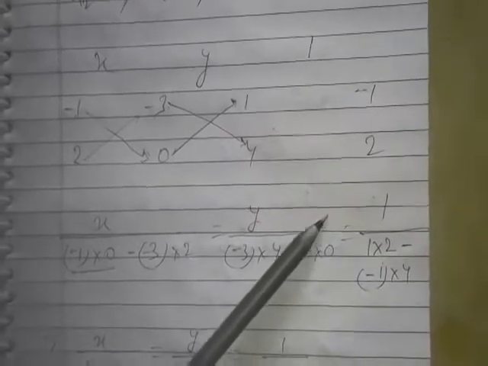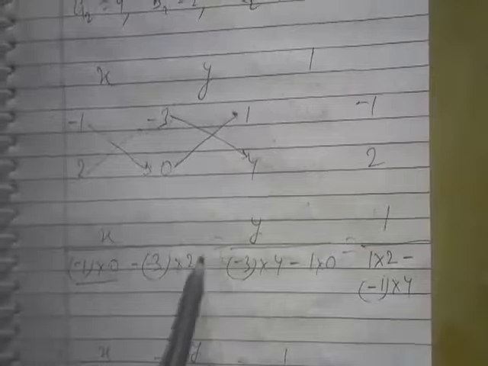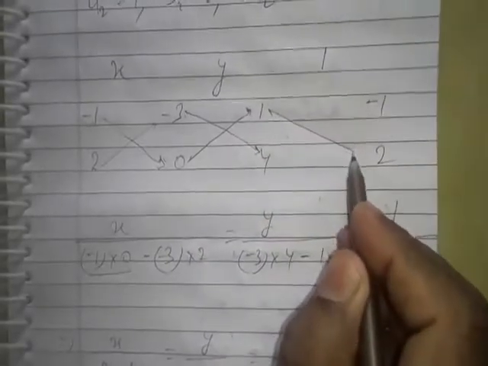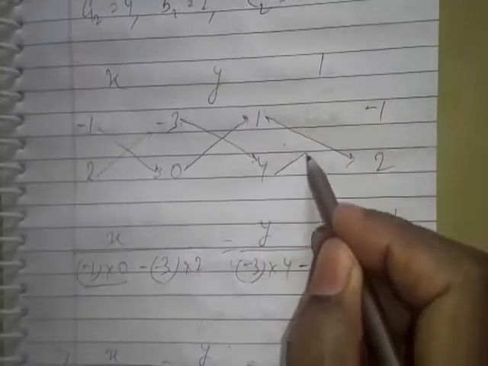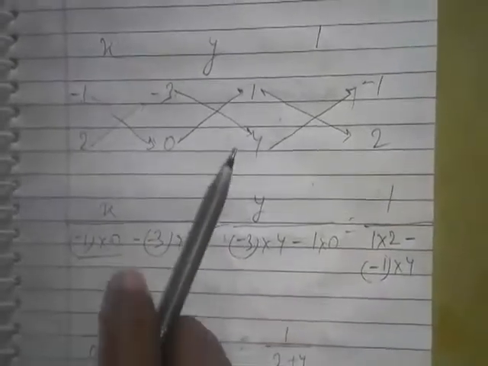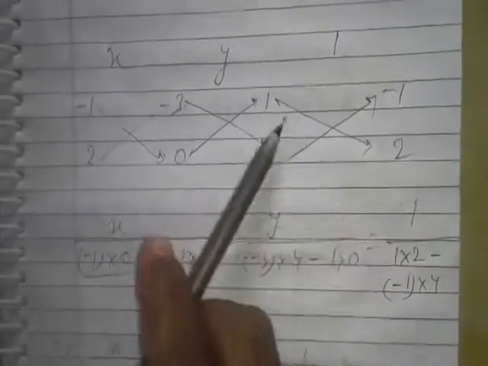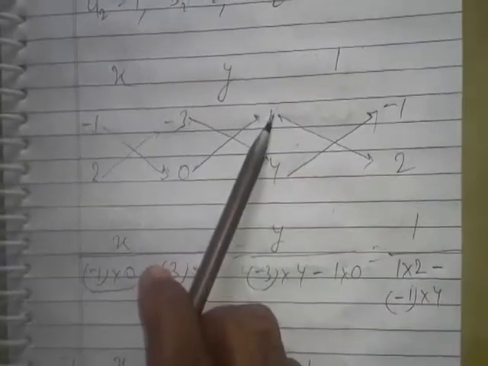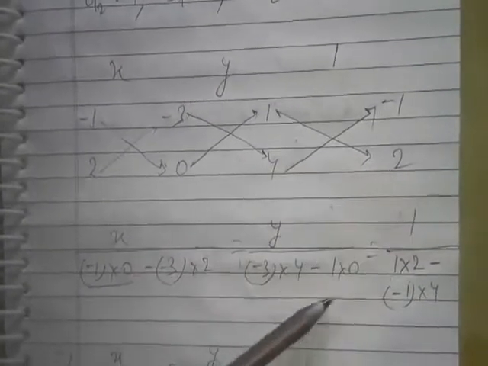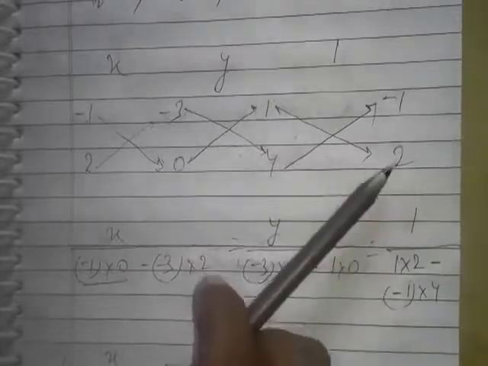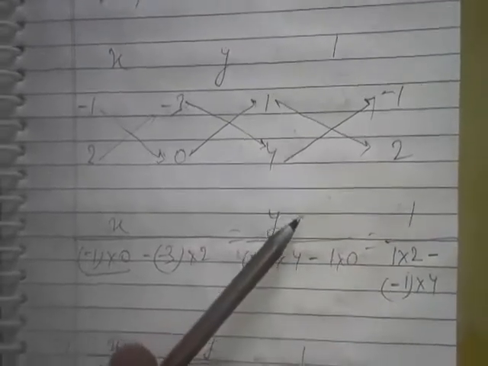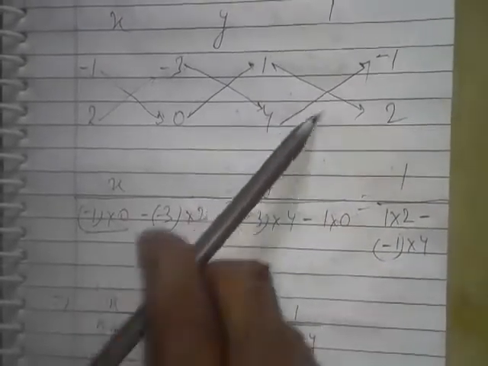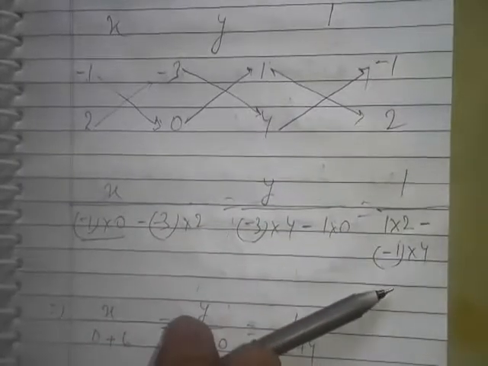And the last one, A1 B2 and minus A2 B1. A1 B2 when multiplied, the downward multiplication with cross multiplication, 1 into 2, and then minus sign, and then further A2 B1, 4 into minus 1.